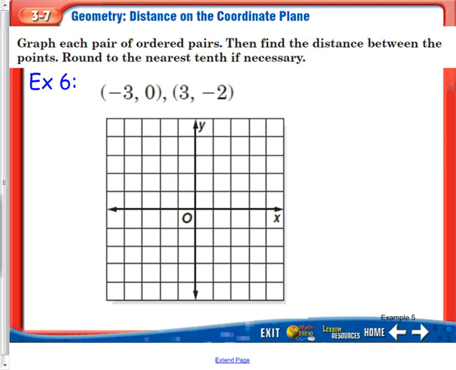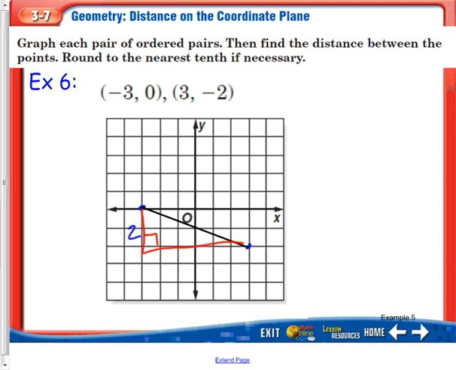In example 6, we need to graph these points again, start at the origin, -3, 1, 2, 3, and 0. So we're right on the x-axis with that point. And then we're going to go 3 to the right, 1, 2, 3, down, 1, 2. Okay, and again, connect those two lines as straight as you can. This will be our hypotenuse. And then we need to make our right triangle in order to find our distance. So do the best with your lines. That wasn't the straightest there.